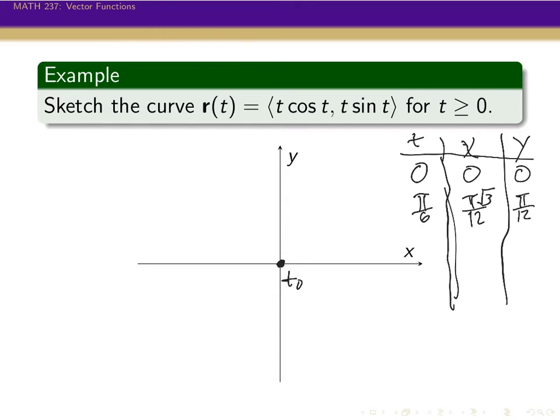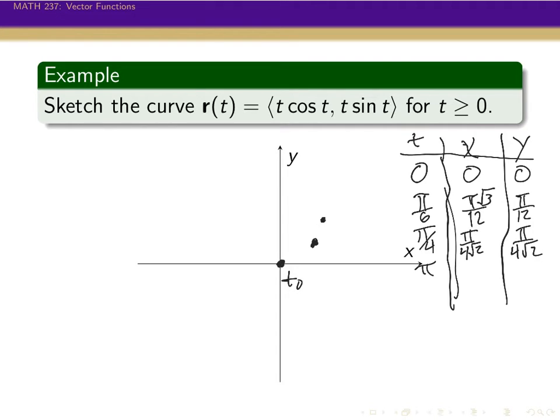It's going to be up about pi over 12, but it's going to be pi over 6 times root 3 out. So pi over 6 is a little bit less than a half. So let's say it's about right there. At pi over 4, cosine and sine of pi over 4 are both 1 over square root of 2. And so this would be pi over 4 times square root of 2, pi over 4 times square root of 2. And so that would be a little bit further out.